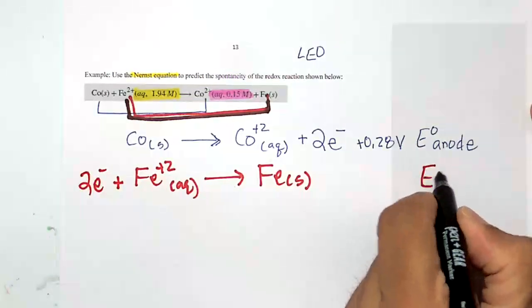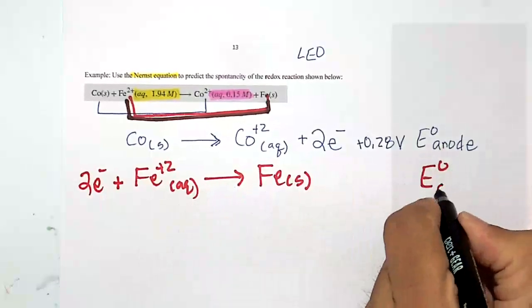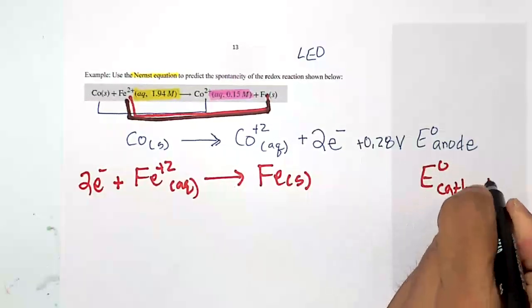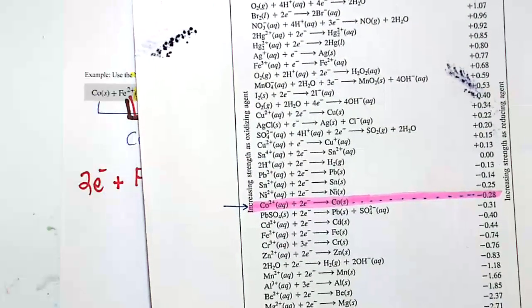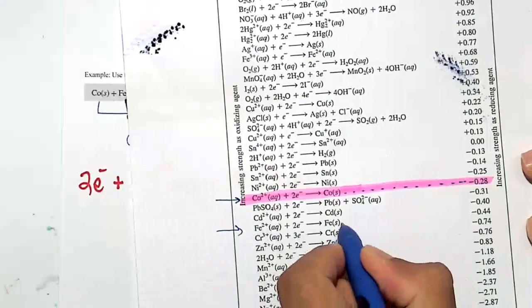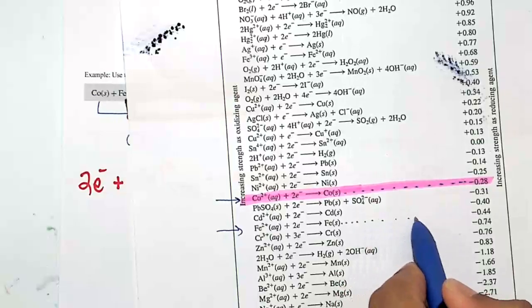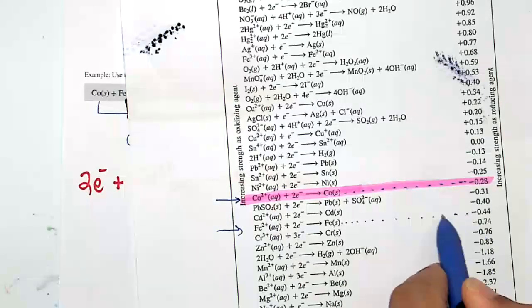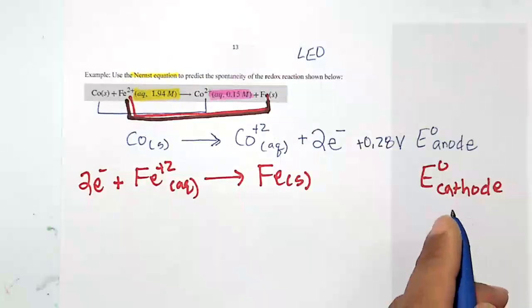Is this the cathode or the anode? Well, if the other is the anode, then this has to be the cathode by default, because one needs to be the anode and the other needs to be the cathode. And what do we see here? Fe plus 2 going to Fe solid. I see it right here. What is that, negative 0.44 or negative 0.74? Negative 0.44.